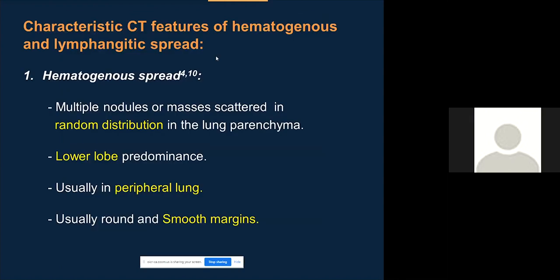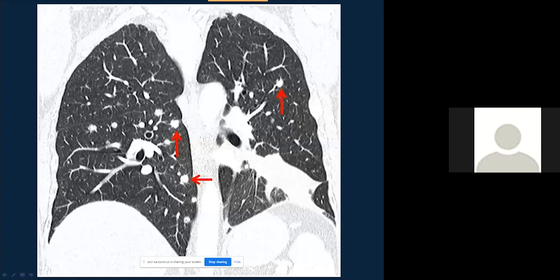So let's take a look at how these different diseases look from a clinical perspective. When we have hematogenous spread, the imaging findings are going to be multiple nodules in a random distribution in the lung, lower lobe predominance, and usually in the periphery of the lung. And they have smooth margins. If I show an example, as you can see, multiple nodules, rounded, white, which means they're solid, very well circumscribed, and distributed randomly within the lung.